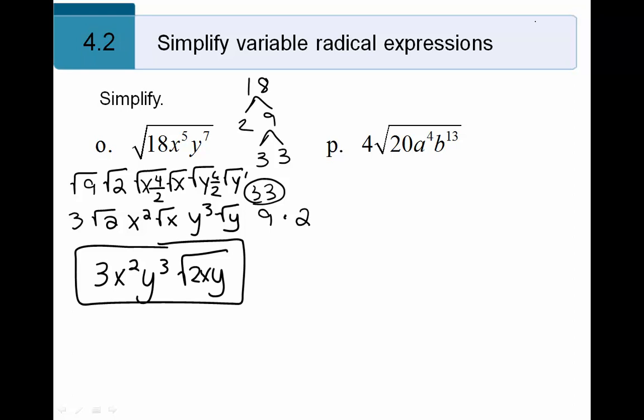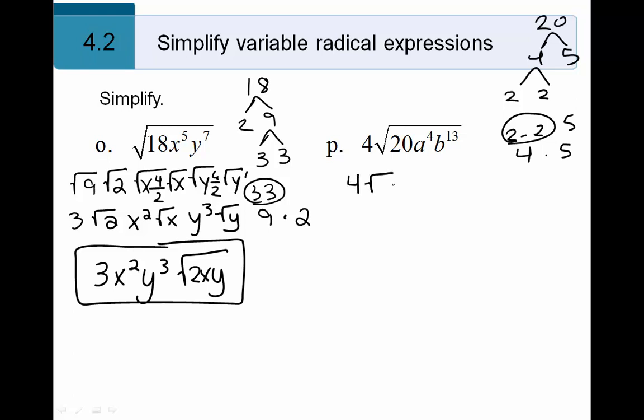When we do a factor tree for 20, 4 times 5 is 20, 2 times 2 is 4. We have a pair of 2's. That's a perfect square of 4. We have a leftover 5. Now this 4 is just dropping down.